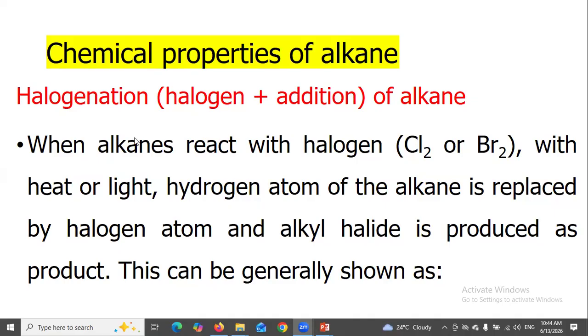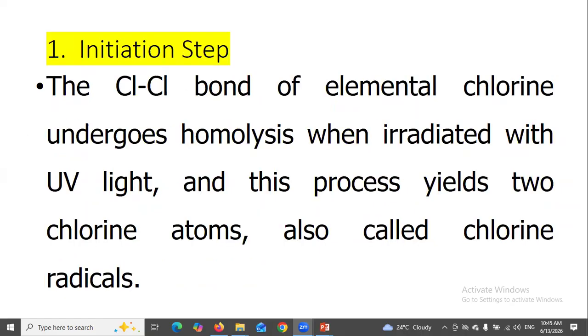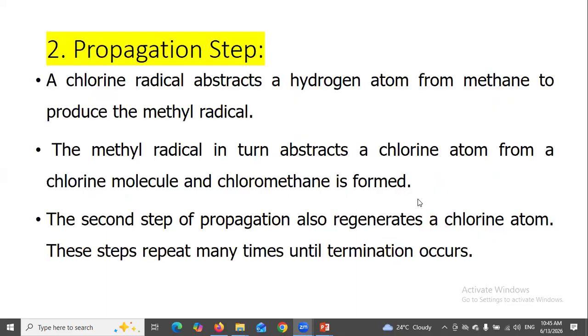When alkanes react with halogen with heat or light, a hydrogen atom of the alkane is replaced by halogen and alkyl halide is produced as the product. This can be generally shown as the mechanism of halogenation. The mechanism of halogenation occurs in three steps: initiation, propagation, and termination. The chlorine-chlorine bond of elemental chlorine undergoes homolysis when irradiated with UV light, and this process yields two chlorine atoms, also called chlorine radicals. This is the free radical.